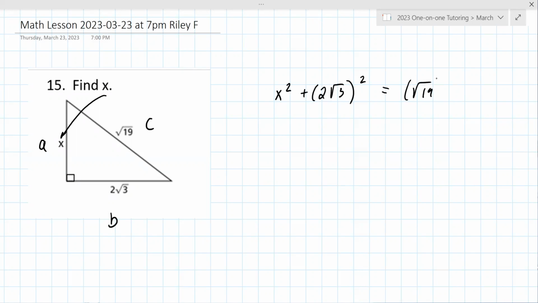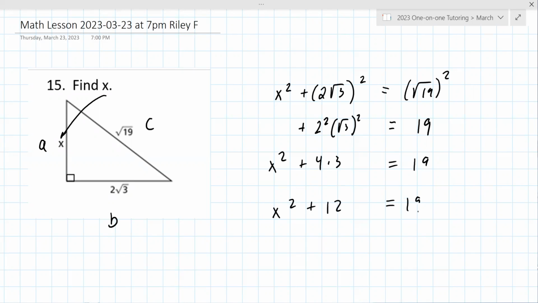Now, as a reminder here, when you square roots, like we're going to do on the right and in the middle, when you square a square root, it goes away. So the right side just becomes 19. In the middle here, it's two things. It's 2 squared, and then it's the square root of 3 squared. So you're squaring 2, which is 4. Square root of 3 squared, the square root is undone by the square. So that's 4 times 3, which is 12. So we've got x squared plus 12 equals 19.